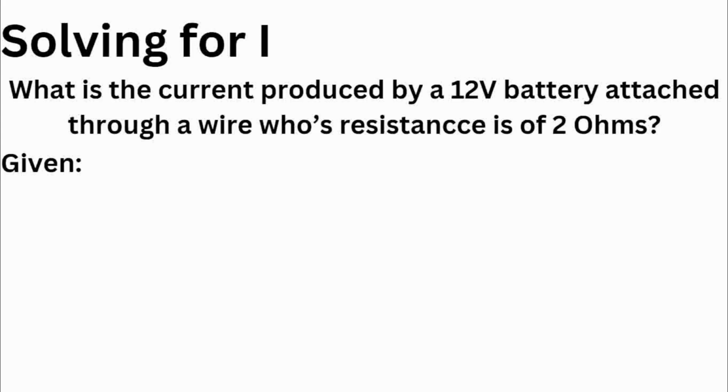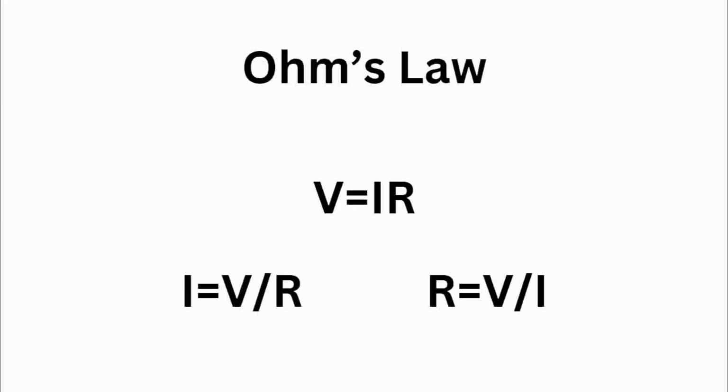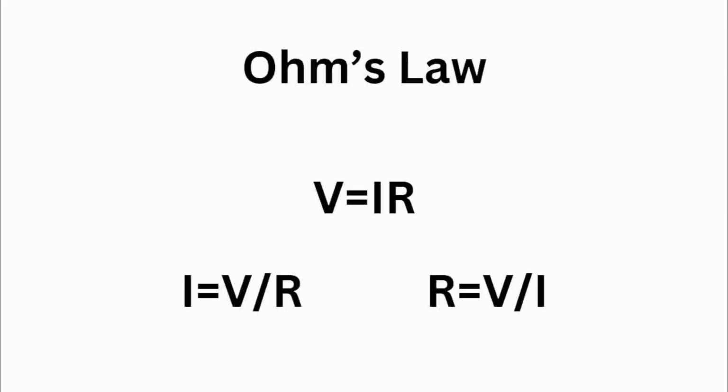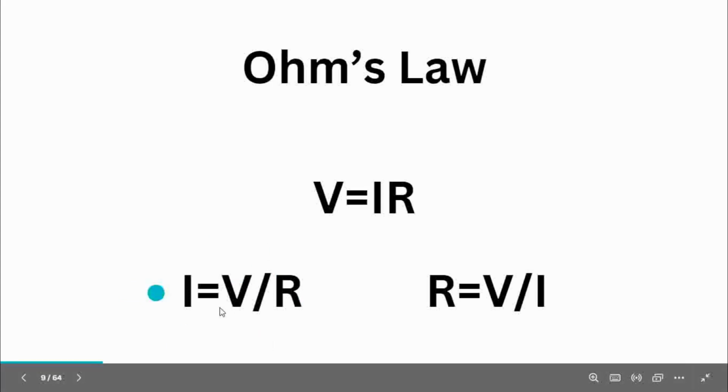So let's take a look at our given. We are being told that our voltage from the battery is 12, so we've got 12 volts, and our resistance is 2 ohms. By the way, ohms, or that omega symbol, is the unit for resistance. So, what's our solution? What formula do we use for this? Well, remember, we're using voltage and resistance in order to find current, right? So we have to use this formula for I over here.